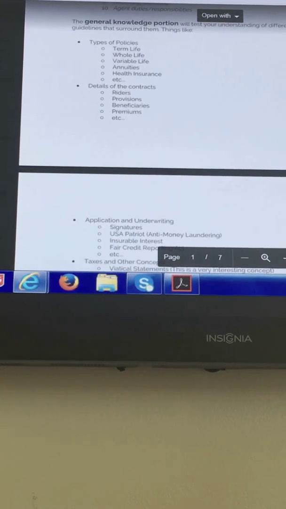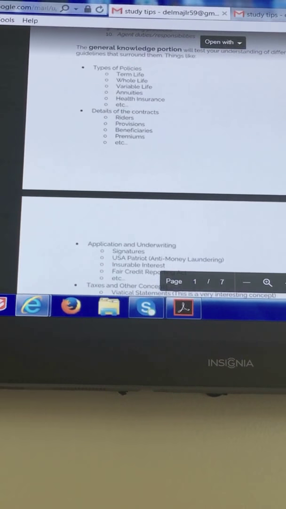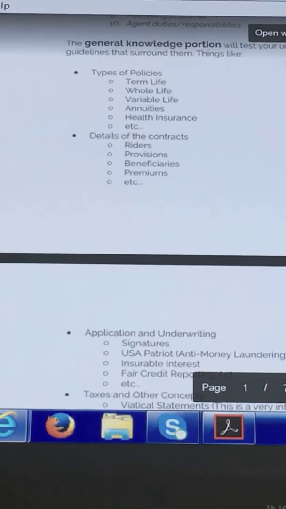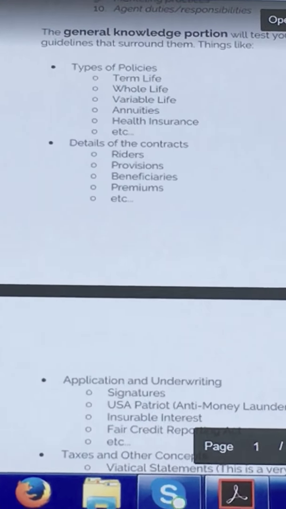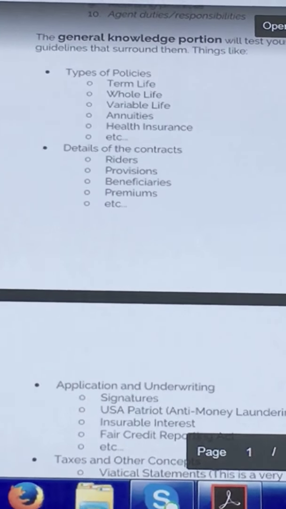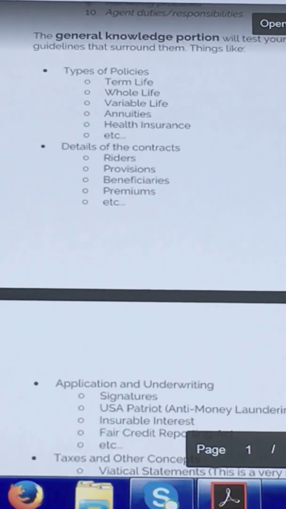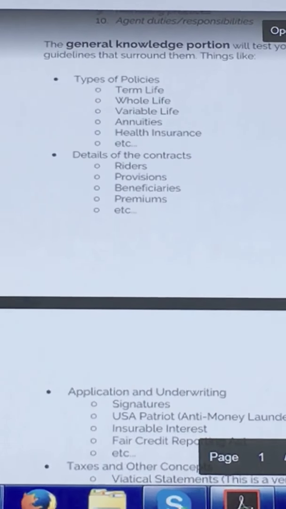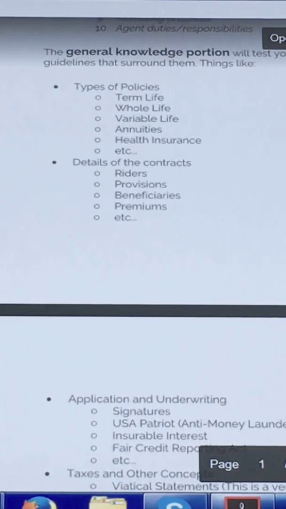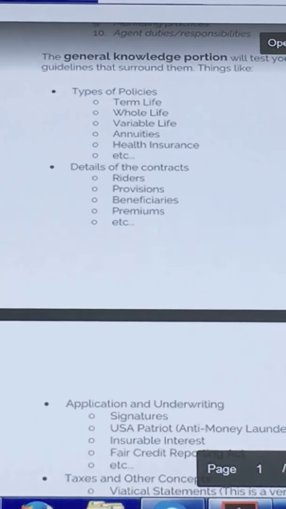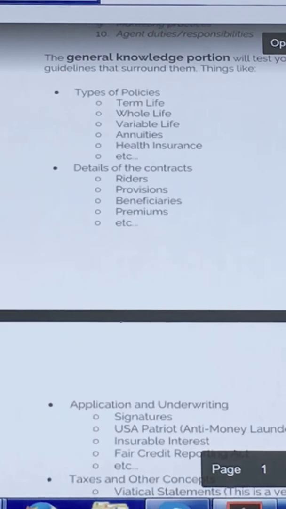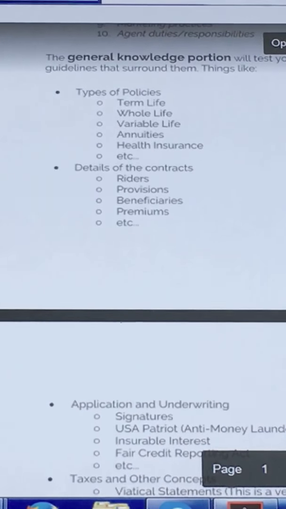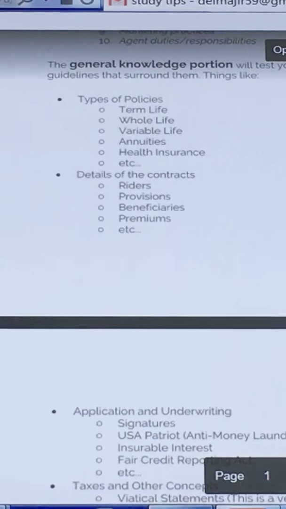Yeah, those are some good questions actually. So these are just some of the areas that are going to be covered on the exam. You want some general knowledge about term life, whole life, variable life, annuities. You don't really need to know about health insurance, because it's not really going to cover that. Also details on contracts like riders, provisions, beneficiaries, and primaries. Where I got tripped up when I was taking the exam is term life, whole life, IUL, variable life. If you can study those, because those are going to be on that exam more than most anything.